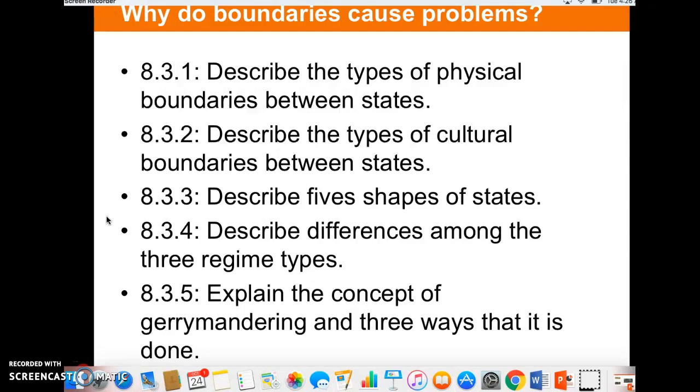So if you just keep coming back to those spatial patterns, it'll make it easier to connect what might seem like a disorganized key issue. So we're going to talk about the types of physical boundaries and the types of cultural boundaries between states. There are 5 basic shapes of states. We'll go over those, and the different regime types, and then the concept of gerrymandering, and 3 ways that it's been done historically.